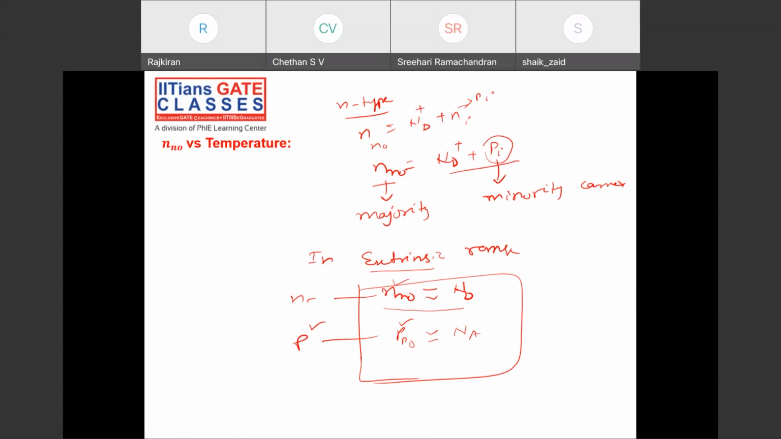Okay, so we will stop here now. Next class we will complete the extrinsic semiconductor, maybe in half an hour or 45 minutes. Then we will jump to carrier transport: how after generation the carriers are transported and give you current. So next class we will try to complete carrier transport and the extrinsic semiconductor. Then next class we will start the diode.